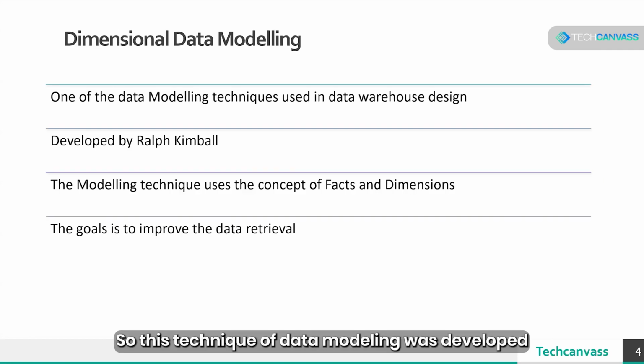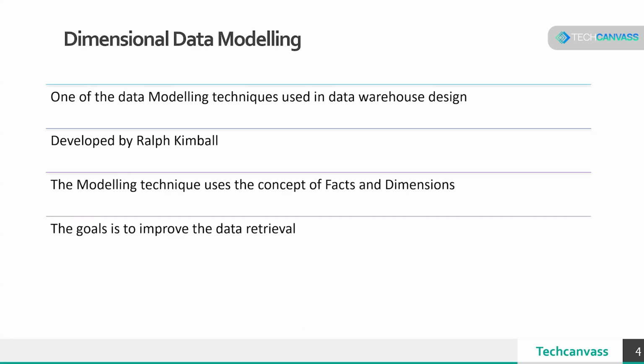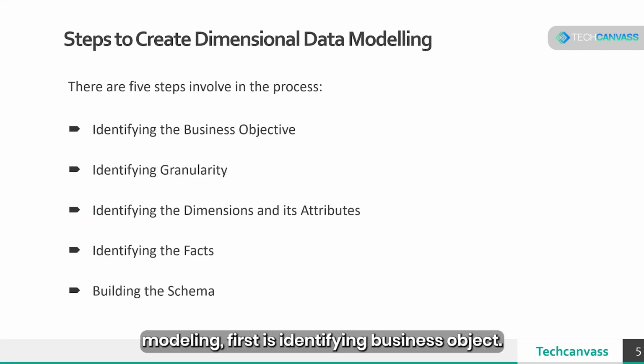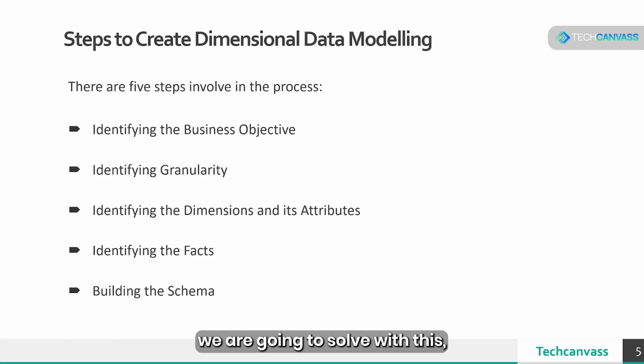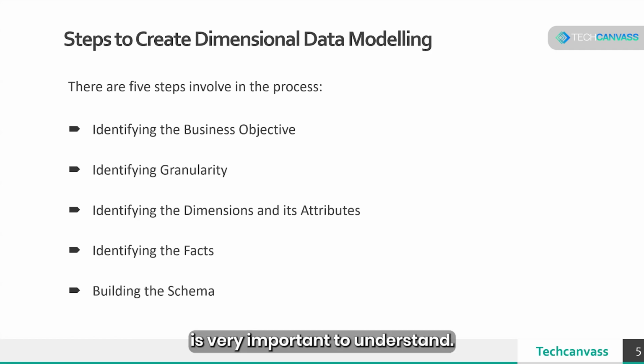This technique of data modeling was developed by Mr. Ralph Kimball, years back, and we are still using these concepts. There are five core steps in creating multi-dimensional data modeling. First is identifying business objectives. We have to be very sure of what exactly we are going to solve with this data model. Second is the granularity. How detailed the information in our data is, is very important to understand.